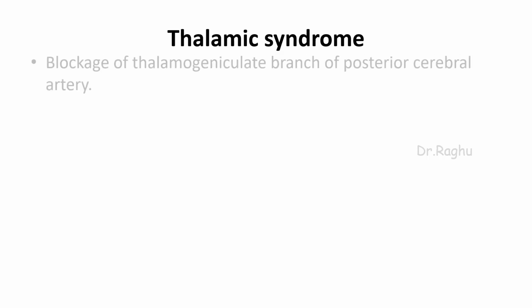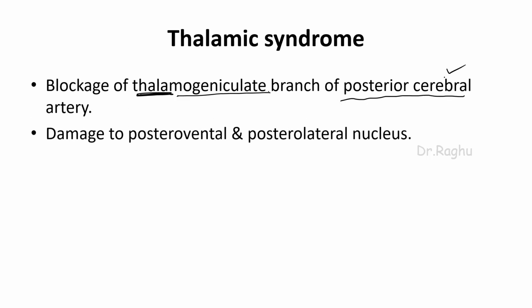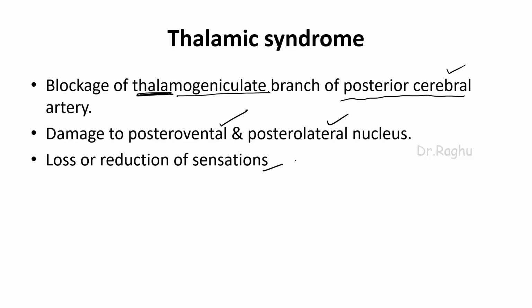Coming to the last subtopic, that is the thalamic syndrome. The thalamic syndrome occurs because of blockage of the artery called the thalamogeniculate branch of the posterior cerebral artery. So what happens when this branch is blocked is there is going to be damage to the posteroventral as well as the posterolateral nucleus. So that causes loss or reduction of the sensations. That is very much understood because almost all the sensations are relaying to the thalamus.